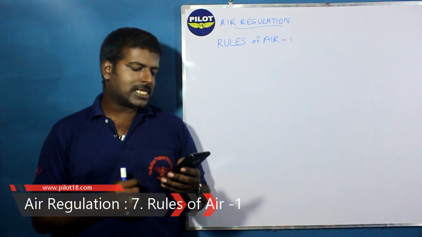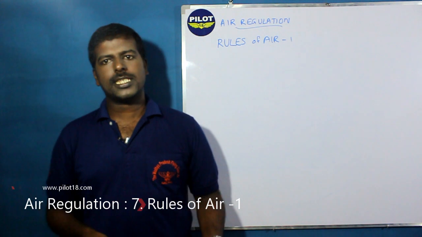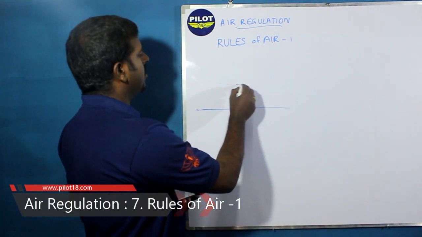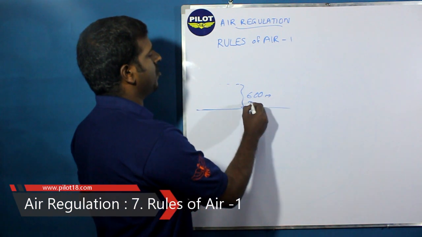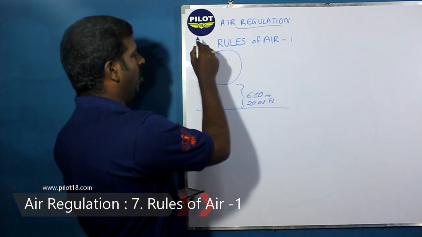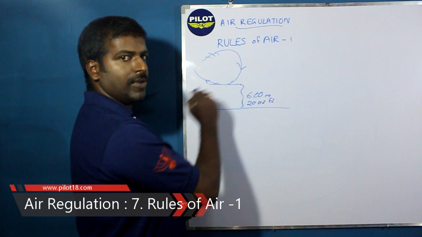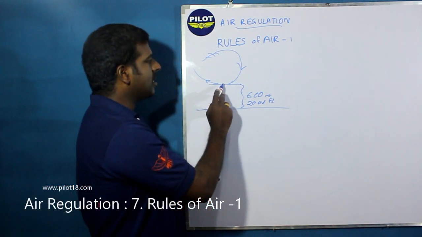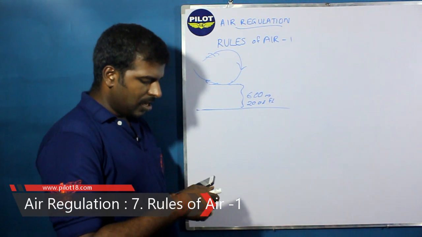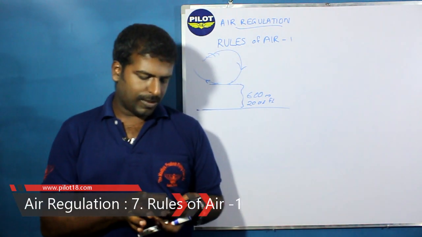And the aerobatics shall be commenced at such a height that will permit completion of the maneuver at a height of not less than 600 meters or 2,000 feet from the ground, or such higher height as specified in the certificate of airworthiness issued. That means here is the ground level, and this is 600 meters or 2,000 feet. If an aerobatic activity is taking place, like a roll, this roll should be completed above 600 meters. This is the minimum required, and it can be more as regulated by the DGCA from time to time.